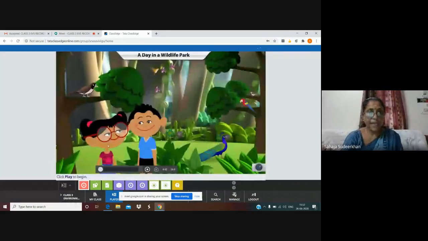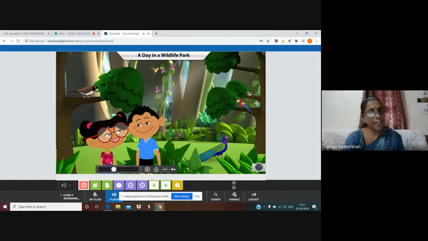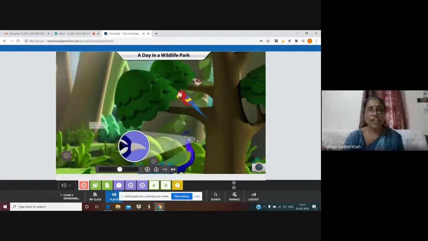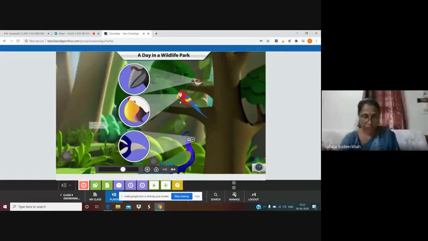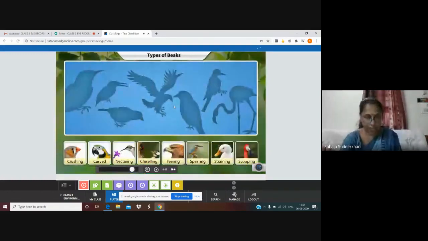This girl is saying, watching birds is so much fun. Yet they are similar, yet so different, especially their beaks. The beak of the peacock, sparrow, and parrot. I wonder why they are so different. The shape and size of a bird beak is adapted for feeding different kinds of food.